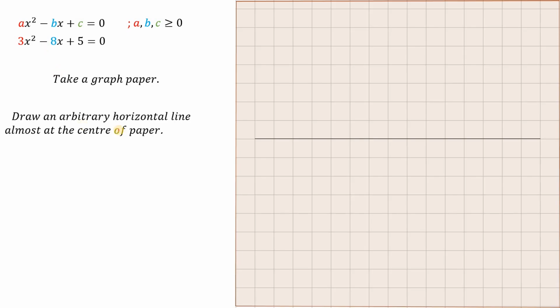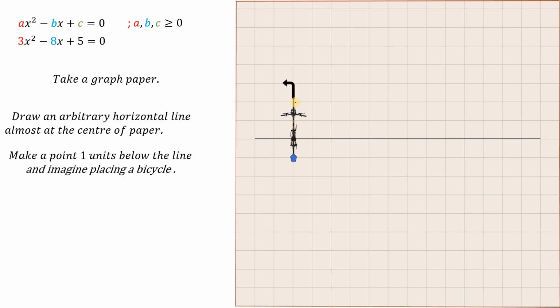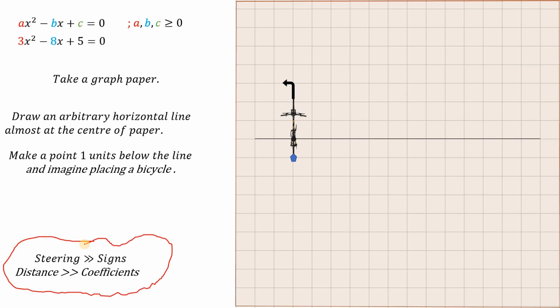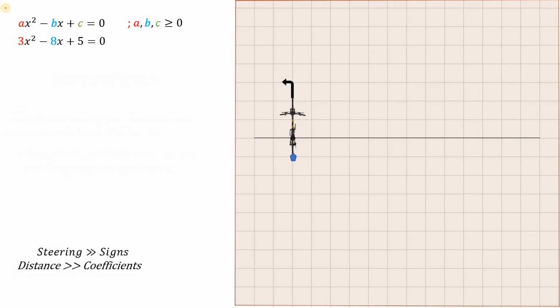So first we take a graph paper, draw a horizontal line, then mark a point below the line, and imagine playing a bicycle. Then, as we have already discussed, steerings are denoted by signs and the distances are given by the coefficients. So at first we'll move 3 units in the bicycle like this.